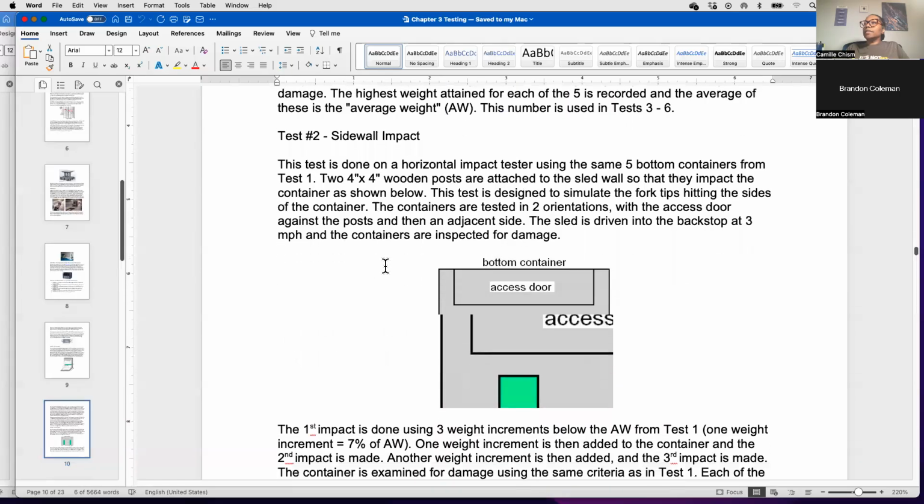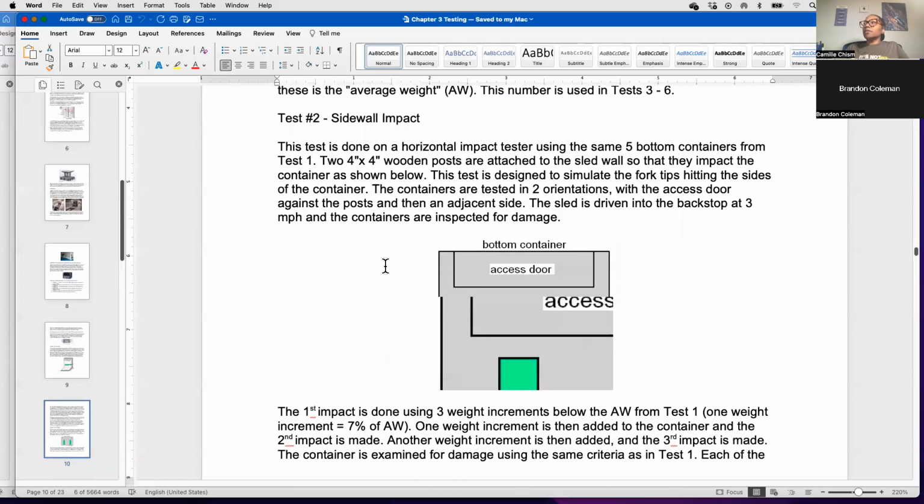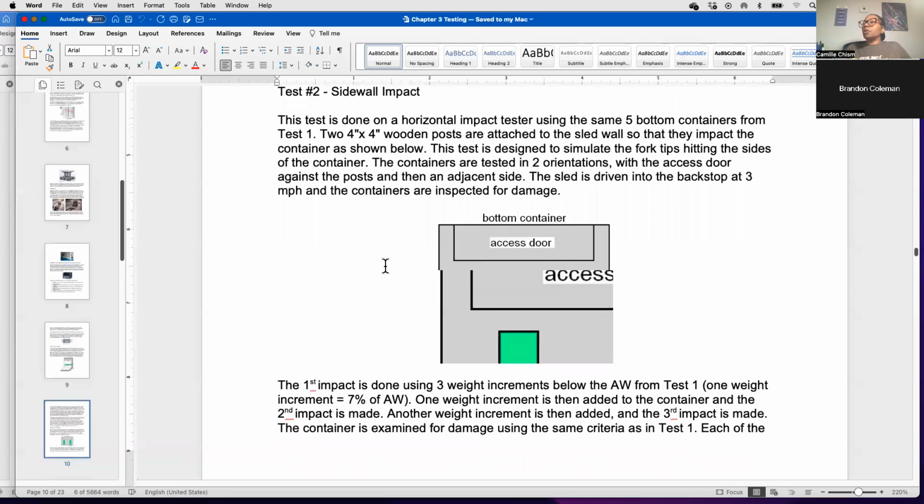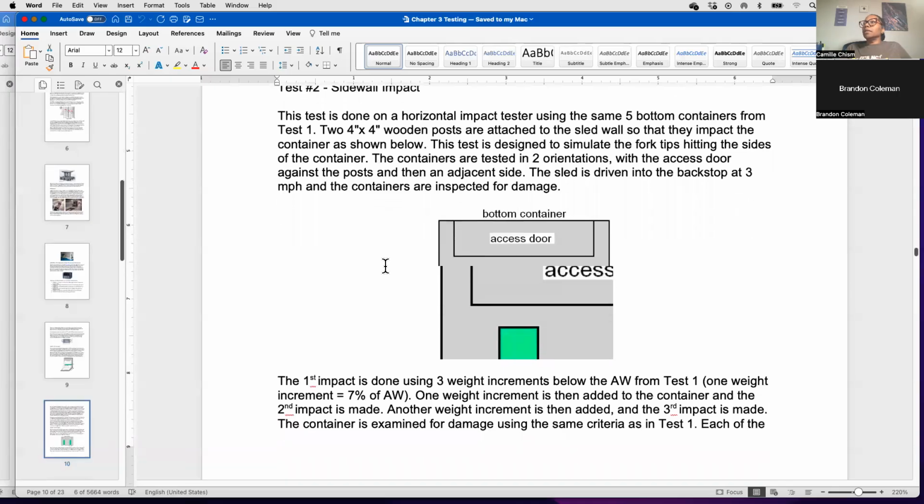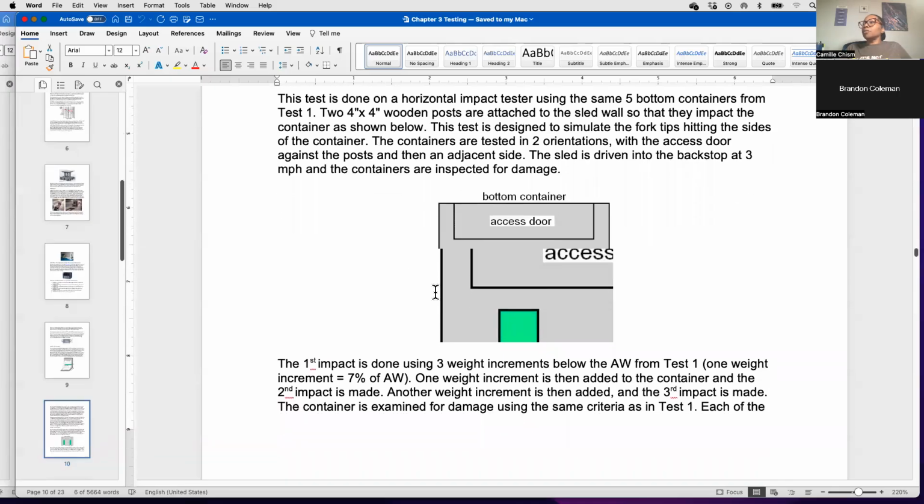Number two is the sidewall impact. So again, you're looking at the sidewalls. This example shows an access door, and I wish I had a mini one with an access door, but I don't. So you've got the post here, and you're trying to again have an impact event to look for failure.